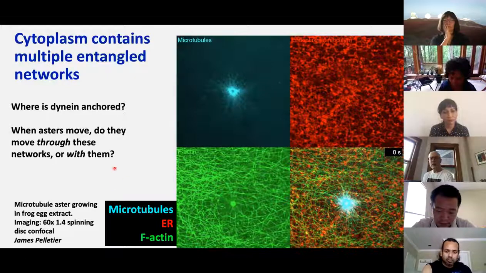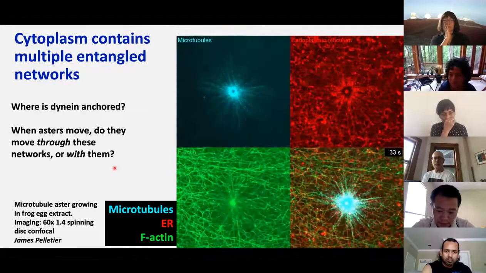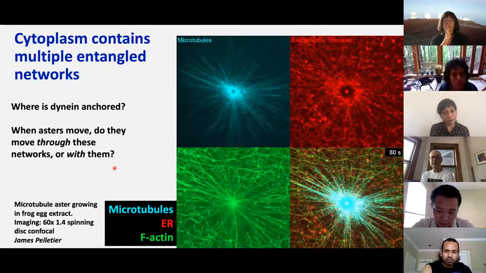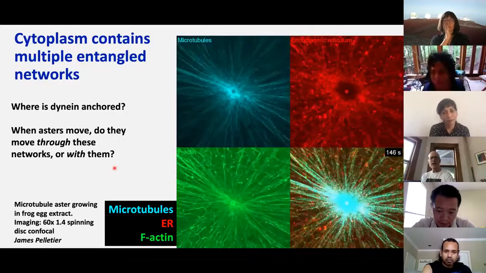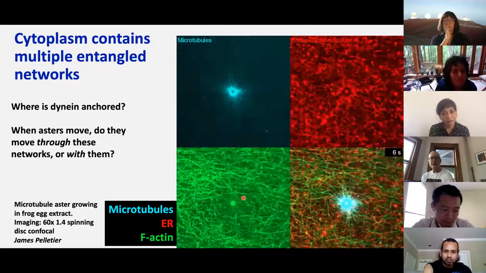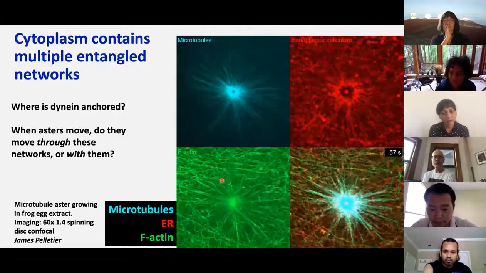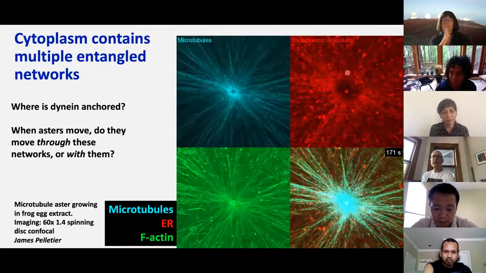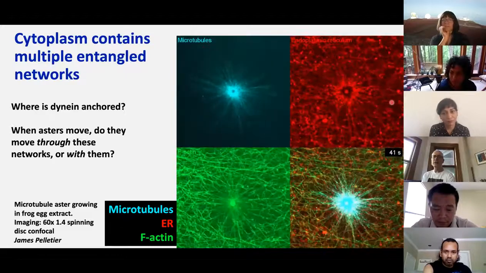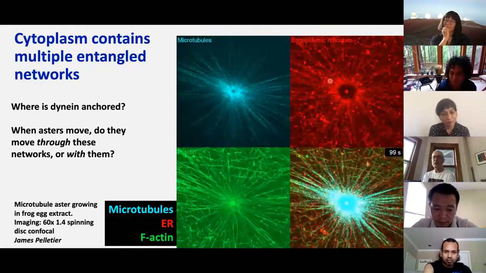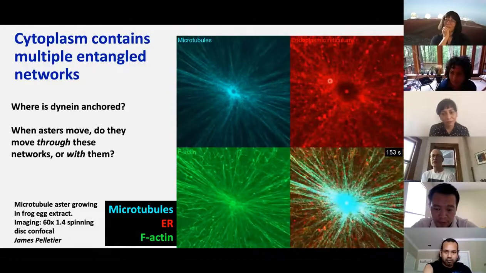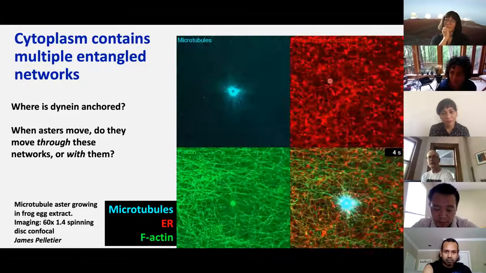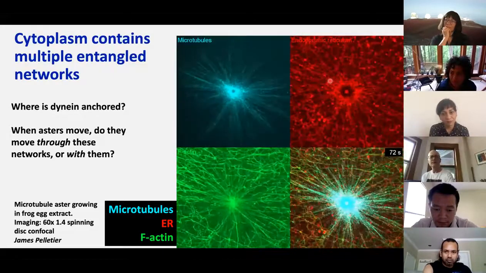And in this movie, the microtubules are growing. This is a 60x confocal movie. You can actually see the actin becomes somehow entrained to the microtubules. We don't know how that happens. The ER is busy moving in and out, but actually, if you look at this movie, you'll see there isn't that much net transport. On average, it stays fairly spread out, and that'll become important later.